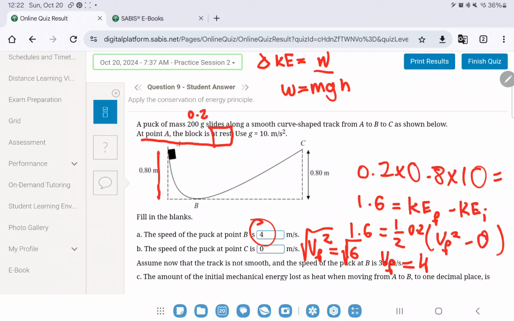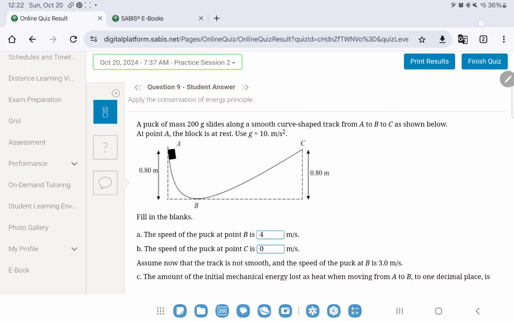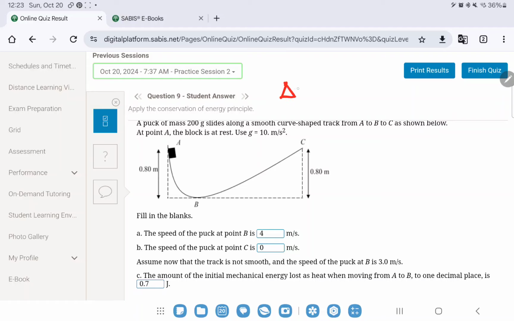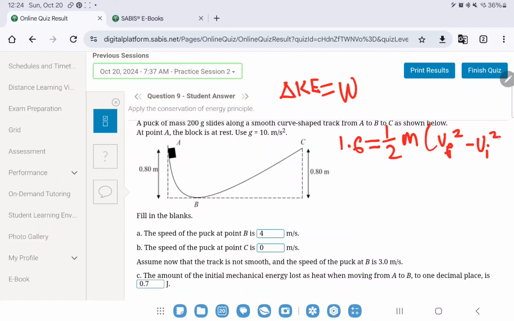Now at point C, we need to find it at point C. Let me just refresh the screen so we can start solving fresh. Again, we have to use our same equation. Delta KE equals W. We found our W to be 1.6, and now we have a new kinetic energy. It's the same formula, which is half m times v final squared minus v initial squared. But we have a new v initial, since it's starting at point B, and the speed of the puck at point B was 4. So this is your new initial velocity.